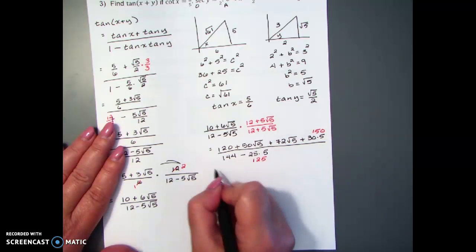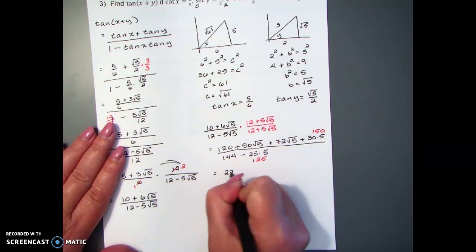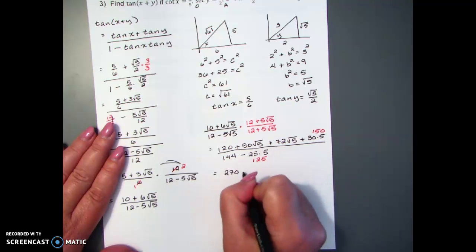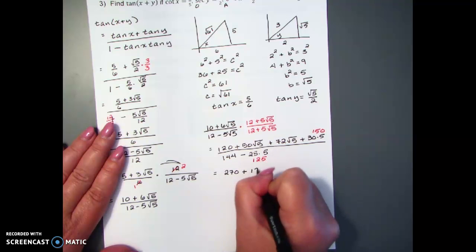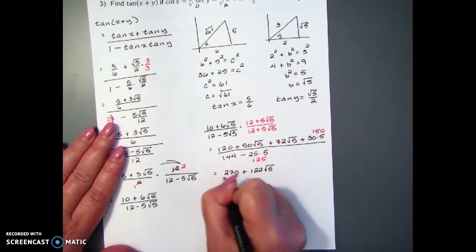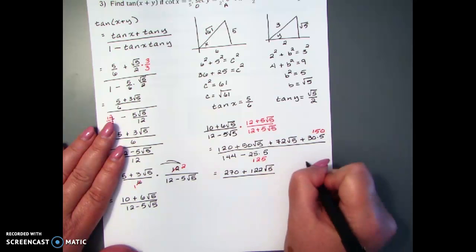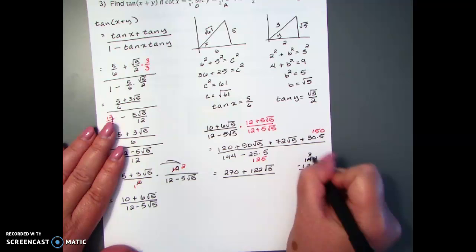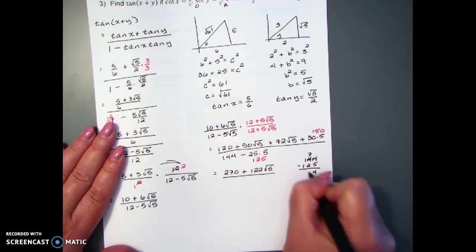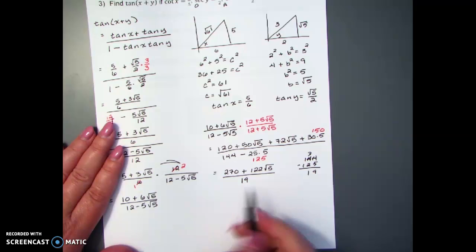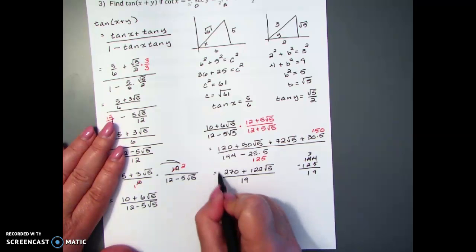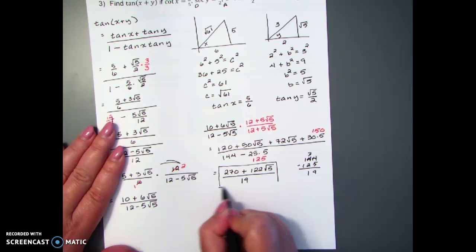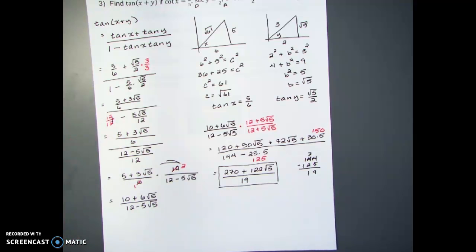So we get 120 plus 150 gives me 270. And then 50 plus 72, I believe, gives me 122 root 5. And then in my denominator, I'll just do this over here since I don't have a calculator handy. We get 19. And since 270, 122, and 19 do not have a common factor, that would be our final answer. So sometimes that tangent can take a little bit more work.